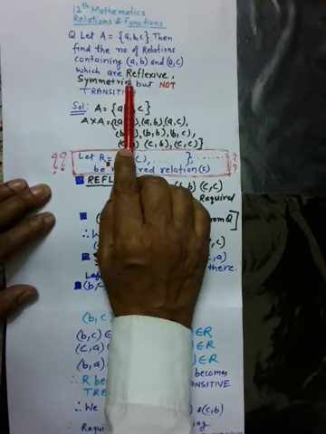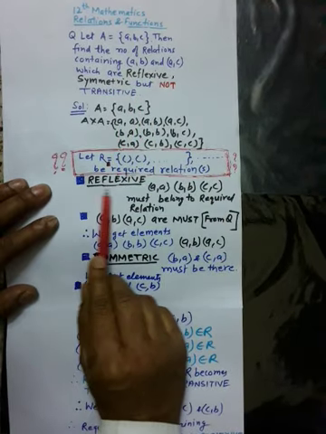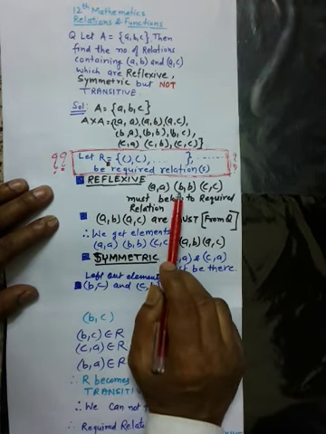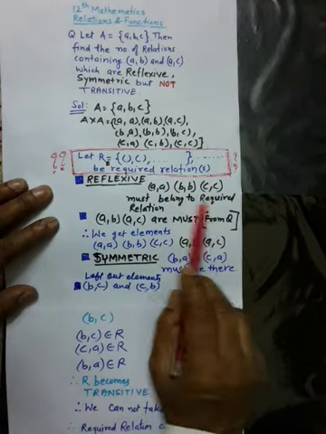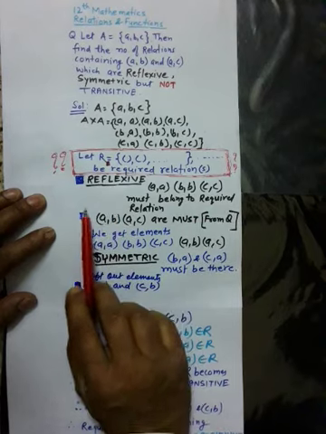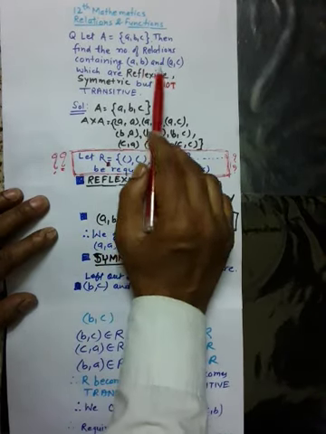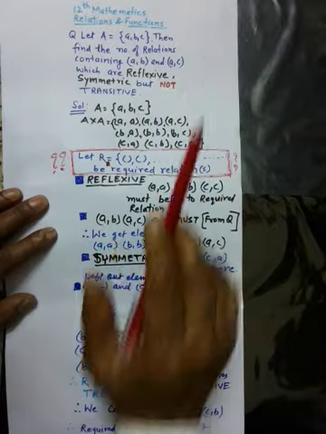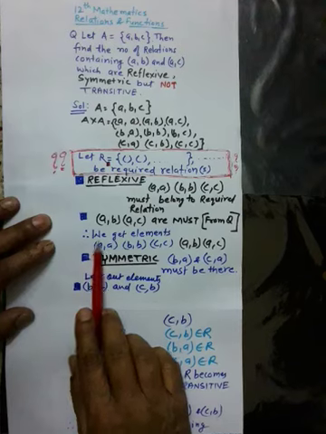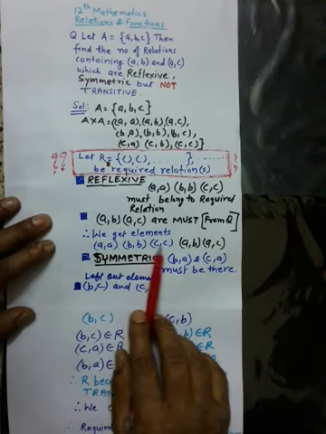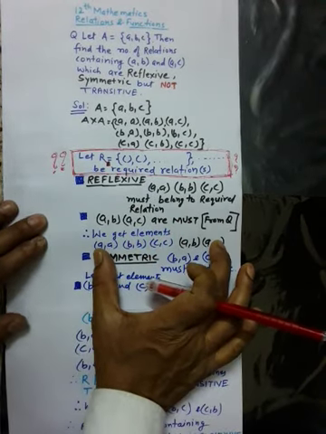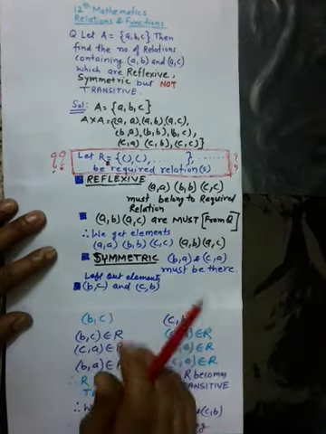See, it is given that it must be reflexive. So for a reflexive relation, if we need a reflexive relation, (a, a), (b, b) and (c, c) must be there. See, (a, a), (b, b), (c, c) must belong to the required relation. Now, (a, b) and (a, c) are given in the question, so they must be there. We get the elements now (a, a), (b, b), (c, c), (a, b), (a, c). These 5 elements must be in our relation.